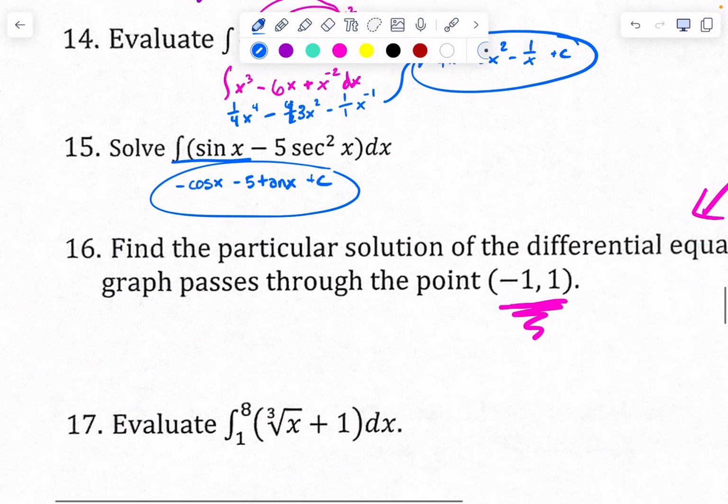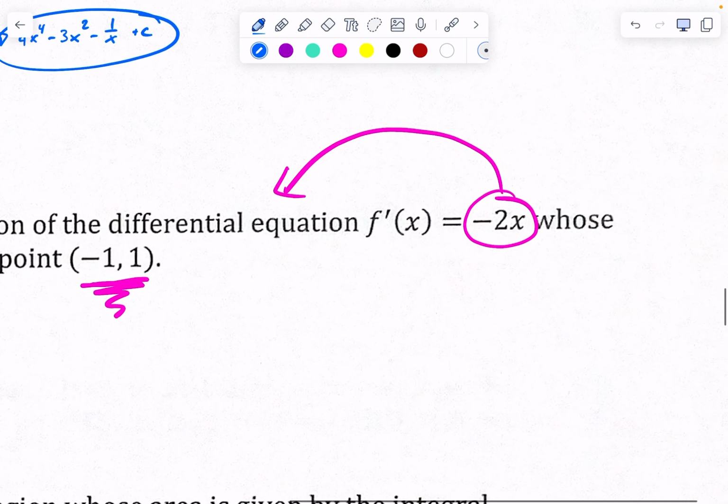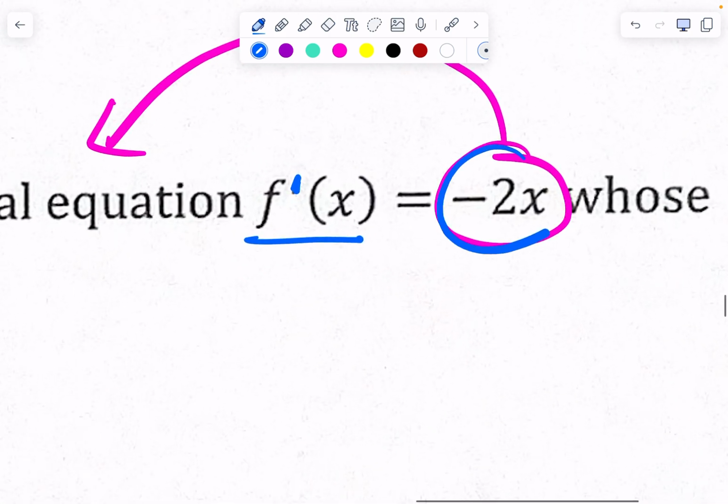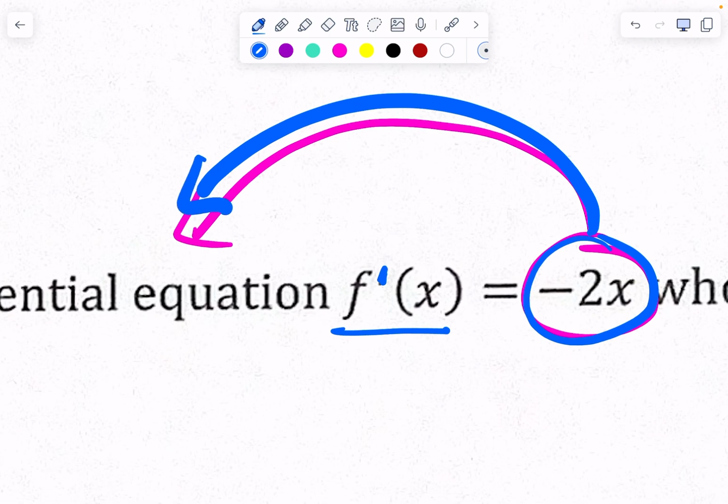16. Find the particular solution of the differential equation. So here we have the derivative of something. That's why it's f prime. The derivative of something is negative 2x. I want to go back to the original. So how do we go back to the original?